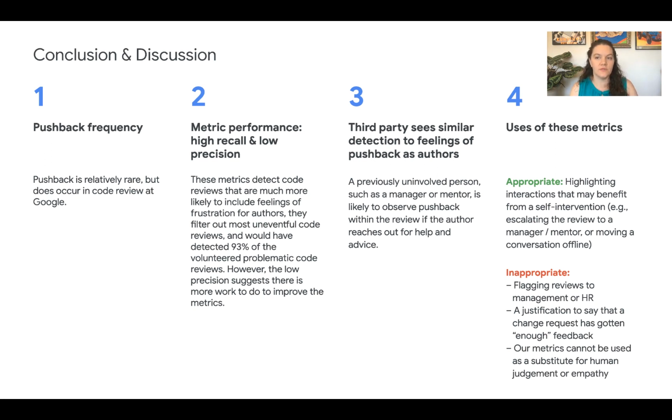Finally, I want to talk about uses of these metrics. We think an appropriate use of these metrics is to highlight interactions that may benefit from a self-intervention. You can imagine a notification that comes up in the code review tool indicating that the review is becoming statistically exceptional, and suggesting perhaps escalating the review to a manager, seeking advice from a colleague, or moving a conversation offline. We think there are several inappropriate uses of our metrics, including flagging reviews to management or HR, using them as a justification to say that a change request has gotten enough feedback, and our metrics cannot be used as a substitute for human judgment or empathy.